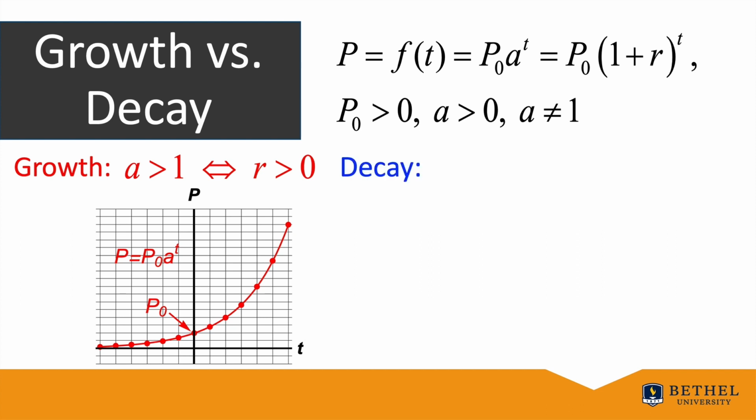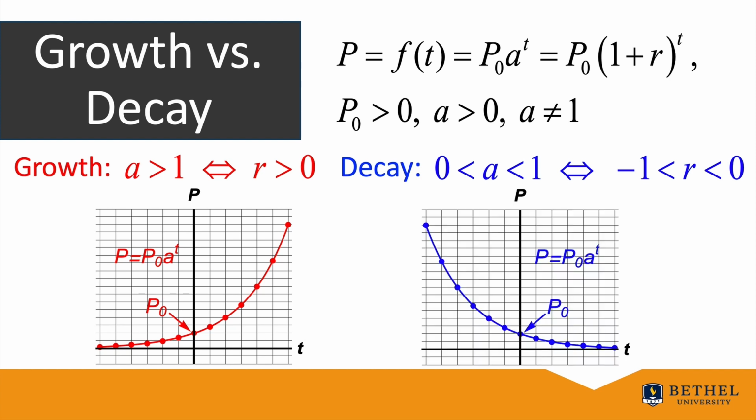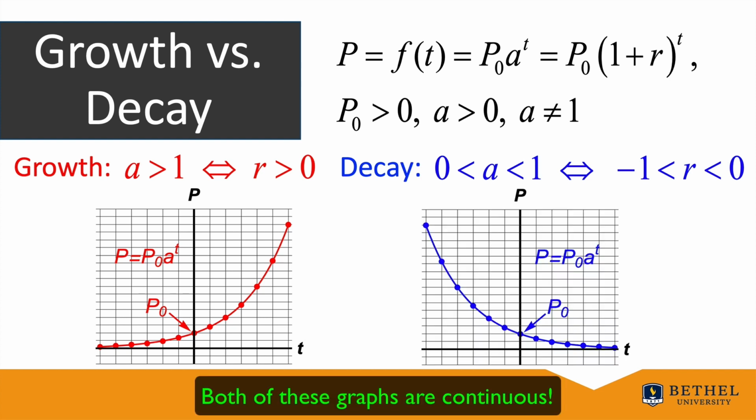On the other hand, in the decay case, a is between 0 and 1, and r is between -1 and 0. r is negative. The graph looks like this. It once again is defined for all real values of t, but this time it's decreasing. However, in spite of the fact that it's decreasing, it's still concave up. The slope of this curve, in spite of being negative, keeps getting bigger because it keeps getting closer and closer to 0 as t moves to the right.